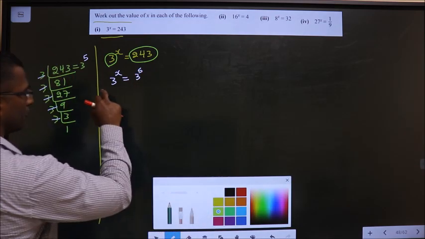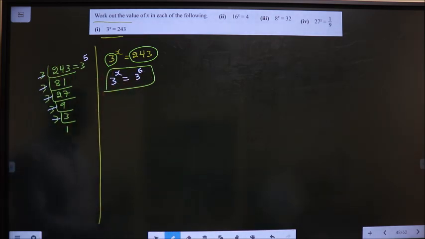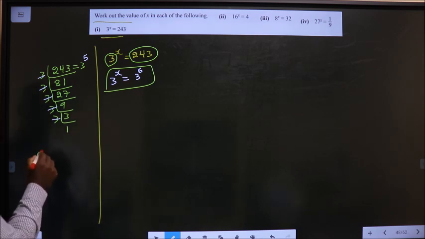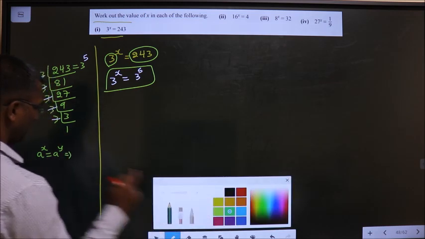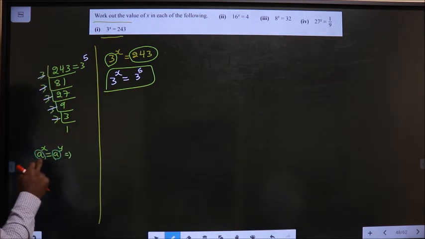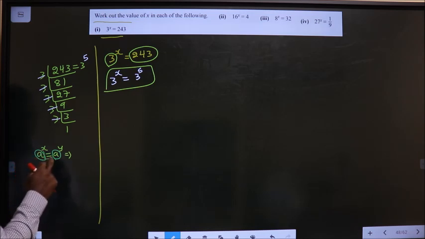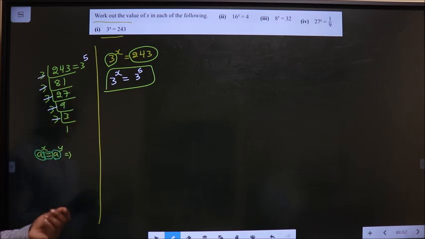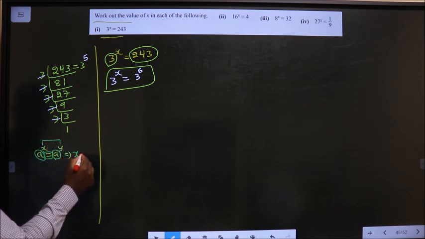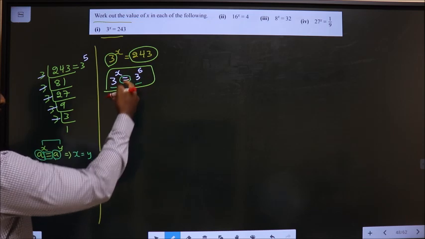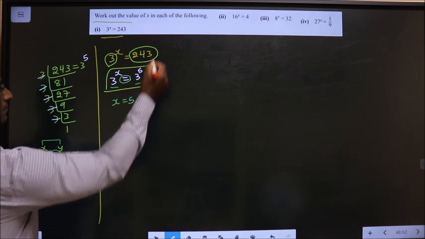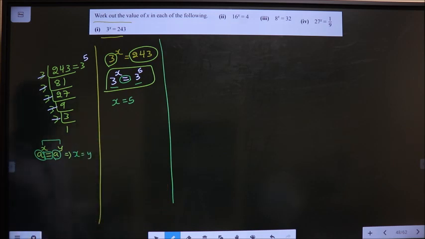Now, what formula will you apply onto this one? Is this, see. a power x equal to a power y. Here you see the bases are same and it is equal to between them. That could only happen if the powers are also same. So equate the powers. Here also the same thing. Bases are same, equal to, so equate the powers. So we got x equal to 5.